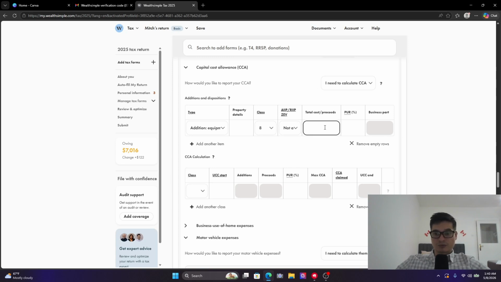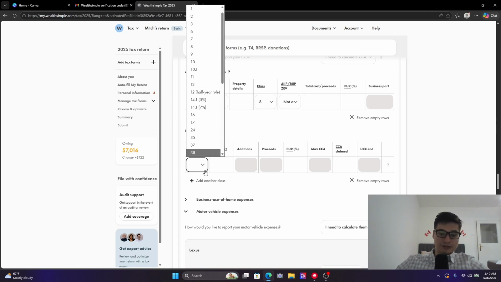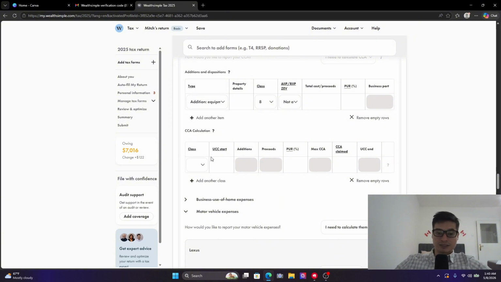It'll say total cost or proceeds. You'll input how much you paid for it. And again, if you had a CCA schedule moving on before, in the prior years, you'll just go in and you'll input that here so it can do the CCA calculation. So your UCC start is your UCC end of your prior year, which you'll be able to find. Okay, and then things are quite simple there. Not really difficult in terms of that.